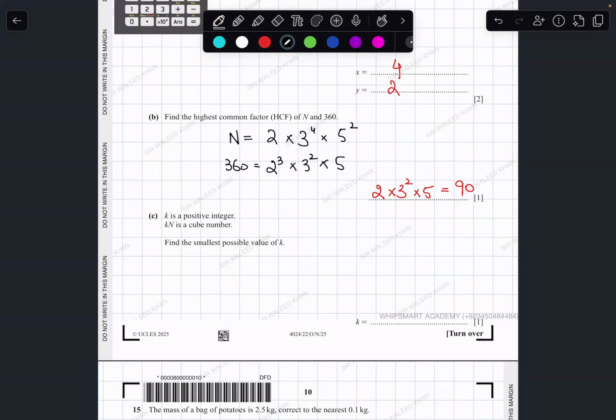k is a positive integer. kn is a cube number. Find the smallest possible value of k. So what do we do for this? Smallest possible value of k. They are saying that the statement given, kn is a cube number. So k times n should be equal to a cube number.